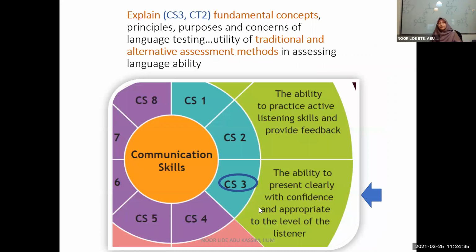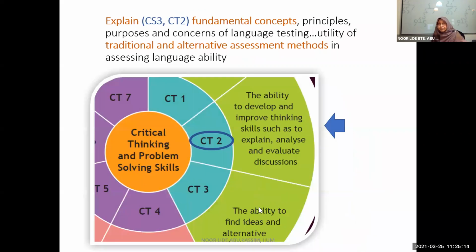Now look at the communication skill. It says the ability to present clearly with confidence. Present clearly can be written, but it says present clearly with confidence and appropriate to the level of the listener. Therefore, for this, I chose an oral presentation, because of this soft skill. So this is how I decide on the assessment task.